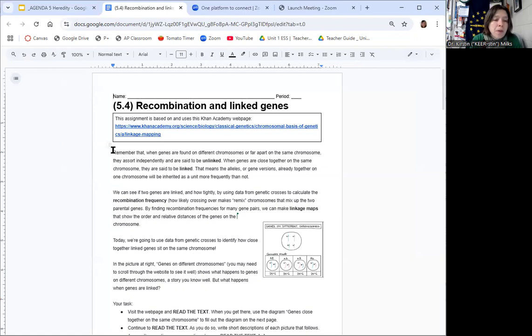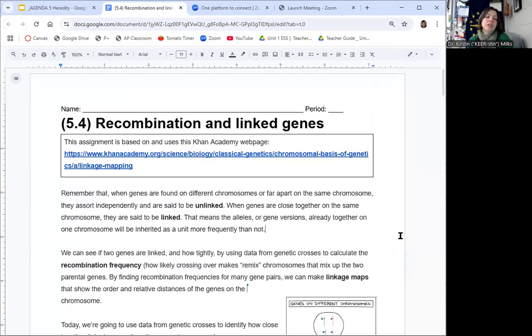And it says here, remember that when genes are found on different chromosomes or far apart on the same chromosome, they sort independently and they're said to be unlinked. When genes are close together on the same chromosome, they're said to be linked. And that means that the alleles or gene versions that are already together on one chromosome will be inherited as a unit more frequently than not.